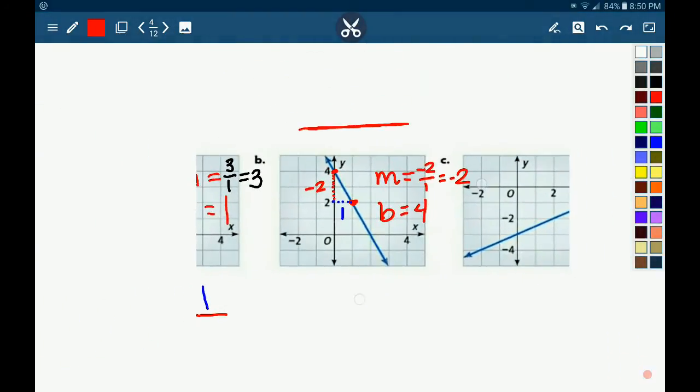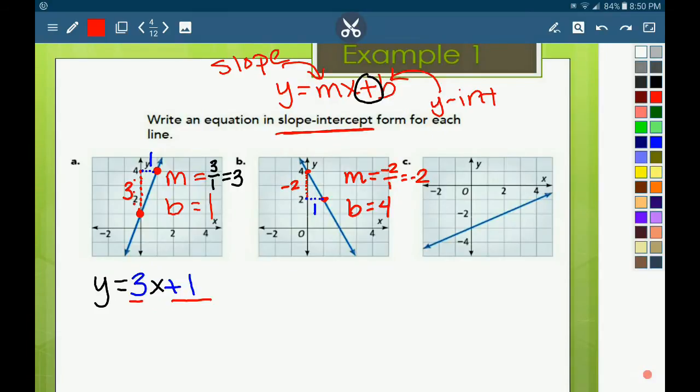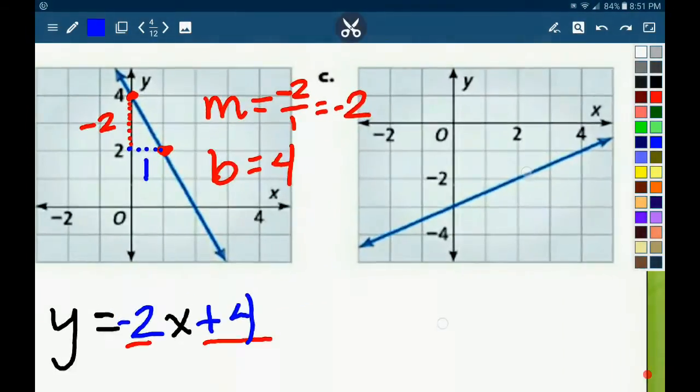So when I create my equation, again, it has to be in y equals mx plus b. And again, the y never changes, the equal sign never changes, the x never changes. We just need to fill in the slope and the y-intercept. So my slope here was -2, and my y-intercept was +4, so I'm going to put +4, and that's my equation. Let's try this one more time on part C.